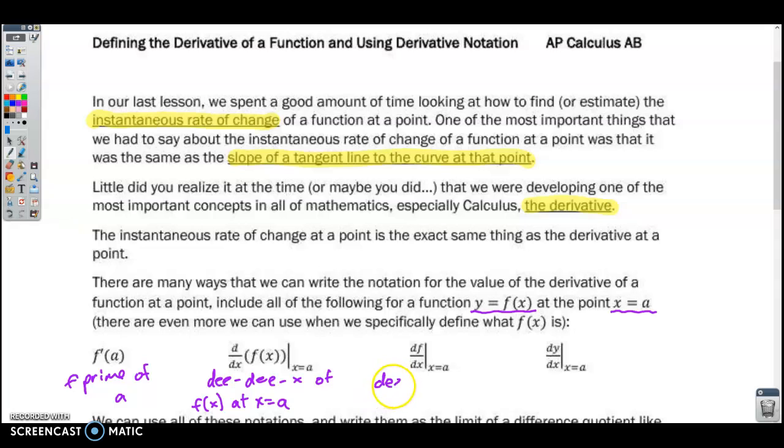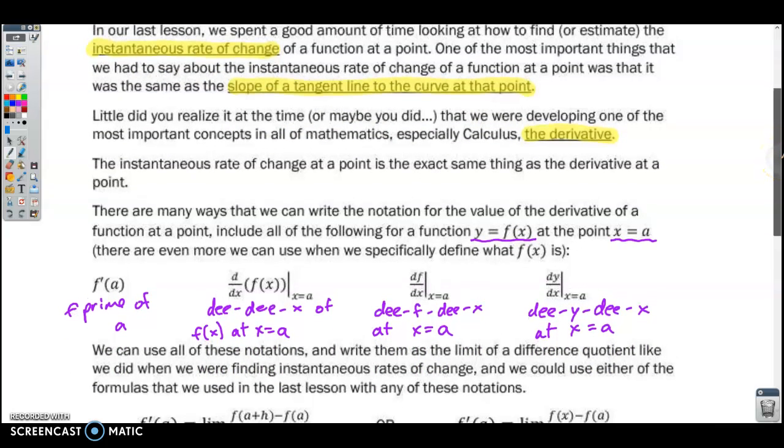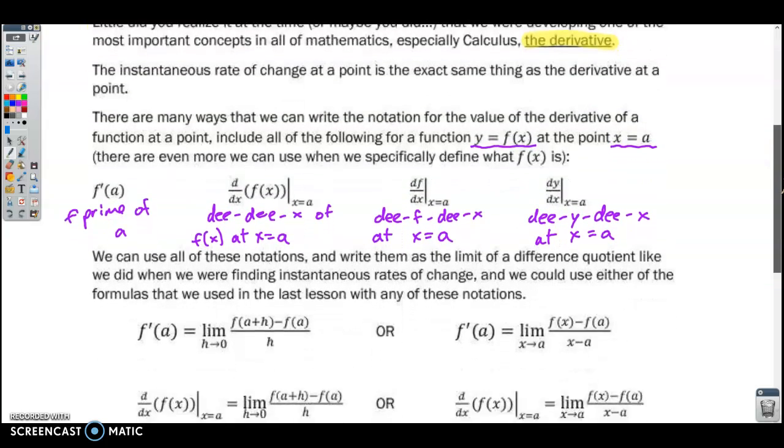This is df/dx at x equals a. And this is said dy/dx at x equals a. Those all represent the derivative of the function y equals f of x at the point x equals a. And we can use any of these notations to represent the derivative. We can also write any of them using any limit of a difference quotient that we might possibly have.